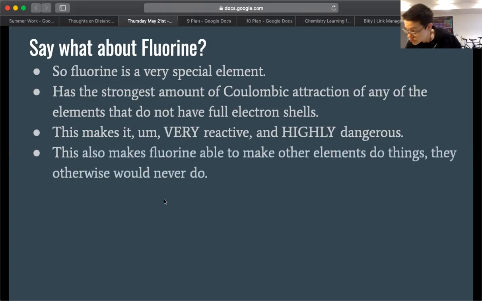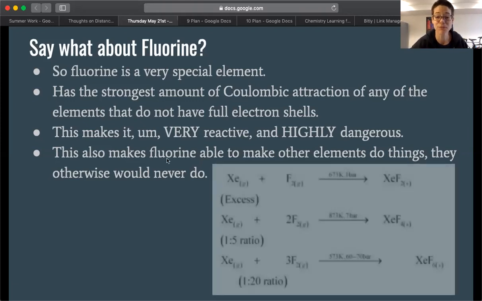Fluorine is able to force other elements to do things that they actually do not ever want to do. And the fact that fluorine could do this actually kind of changed our definition of what the noble gases are. Because up until the 1960s, it was assumed that noble gases do not make compounds. And that is not actually true. Several of the noble gases do make compounds, but only with fluorine.